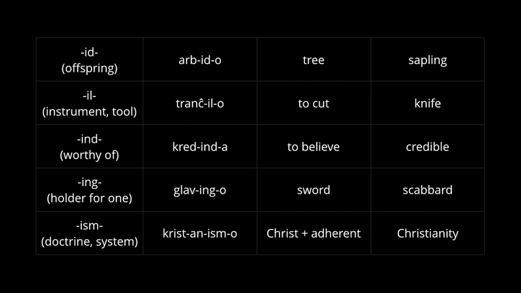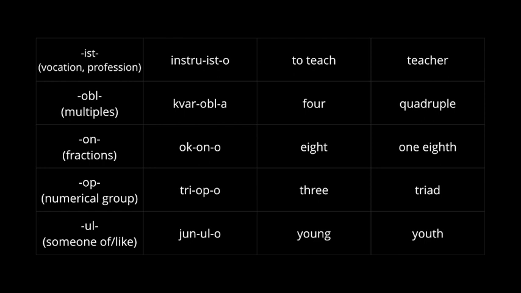Ism is just like in English. It's a doctrine or a system. Of course, it's pronounced ism, not like a Z sound in the middle. So Christianity is formed by taking a Christian, a kristano, and saying what system they are part of. Kristanismo.